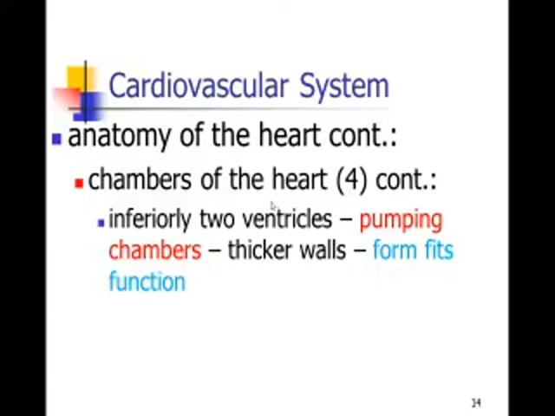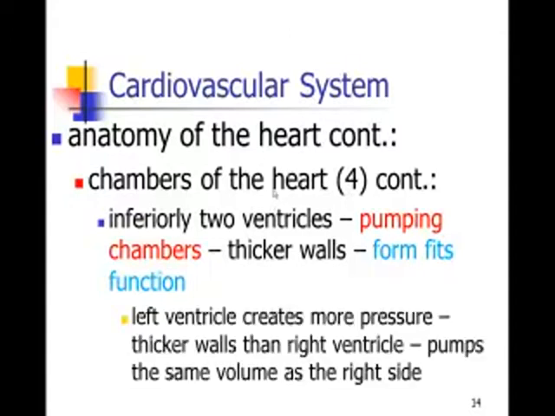And then inferiorly we have the 2 ventricles. The ventricles are pumping chambers, so because they're doing this form fits function, they have thicker walls. The thicker walls are thicker because there's more of the muscle tissue that is able to create the pressure to pump the blood. If we examine the 2 ventricles, we find that the left ventricular wall is thicker than the right ventricular wall, and this reflects the fact that the left ventricular wall actually creates more pressure. It has to pump harder.